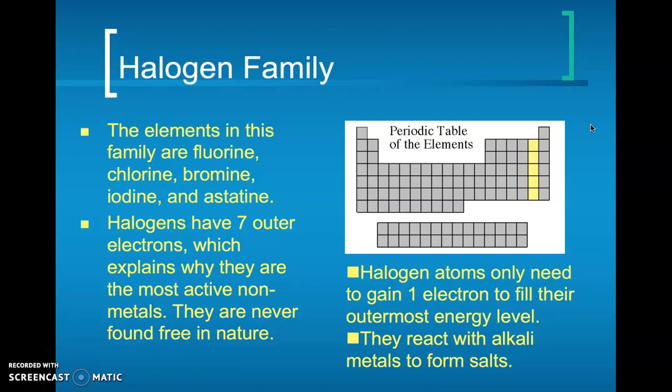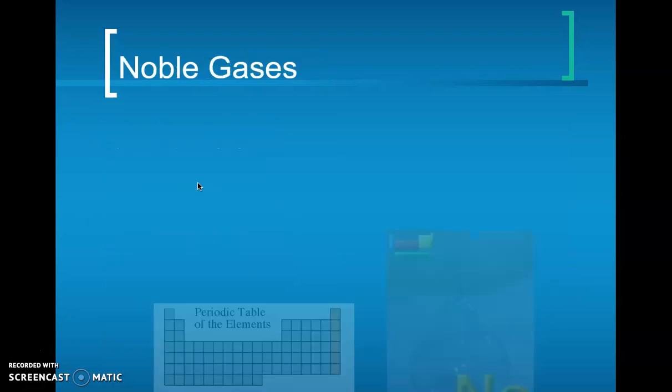Halogen atoms only need to gain 1 electron to fill their outermost energy level. If you notice, we said, back a few slides, that all elements want to have 8. These guys have 7, so if they gain 1, they're up to 8. They react with alkali metals to form salts. So notice chlorine was one of these halogens. One of the alkali metals was sodium. So sodium chloride is what we think of as table salt that we eat.